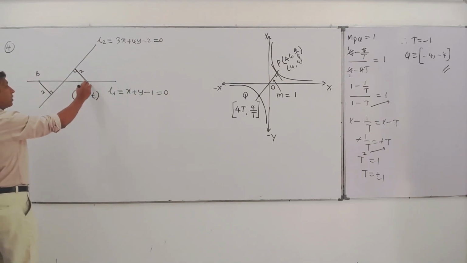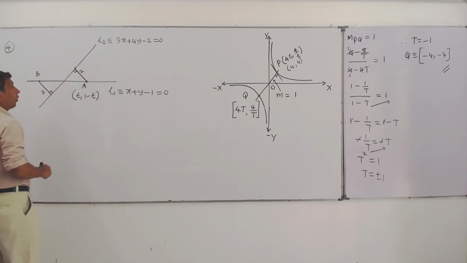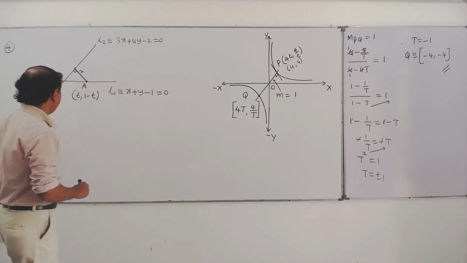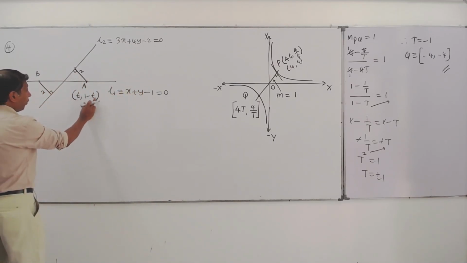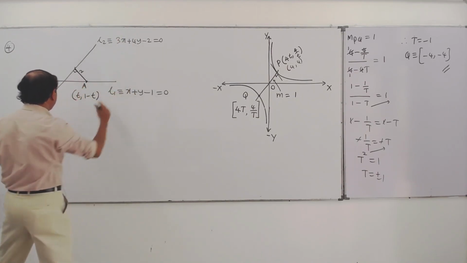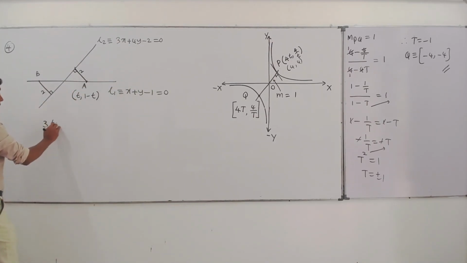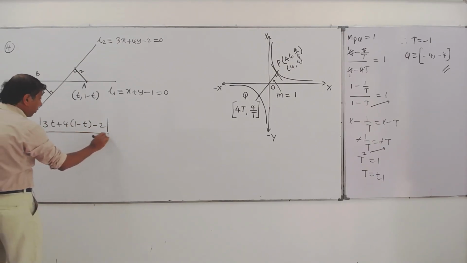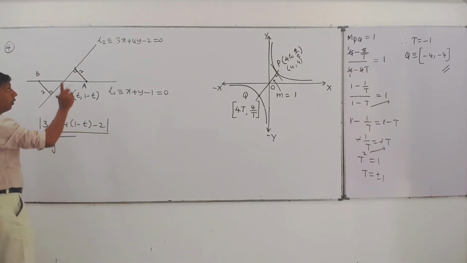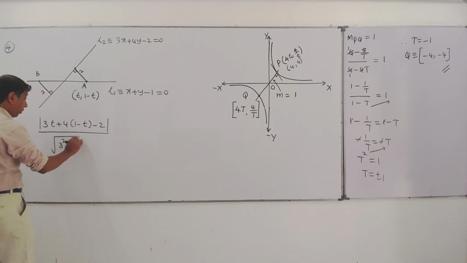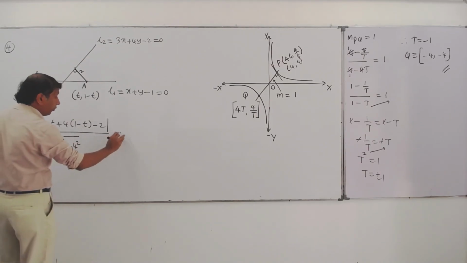Now, the perpendicular distance from this point A to this L2 we can write by using that formula. How to find that? We substitute these x and y coordinates for x and y in this left hand side, and we take the modulus: |3t plus 4 times y, 1 minus t, minus 2|. And it is divided by the square root of the x coefficient 3 perfect squared plus the y coefficient 4 perfect squared. Now, this is equal to the distance 2.